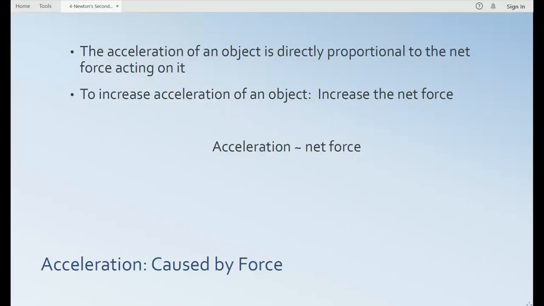So last week we talked about acceleration, and acceleration is just a change in velocity of an object. And the acceleration of an object is directly proportional to the net force acting on it. And so to increase the acceleration of an object, we could increase the net force, or to decrease the acceleration, we could decrease the net force. So we can write it as acceleration and then that little tilde wavy symbol, which means proportional to. Acceleration is proportional to the net force on that object.